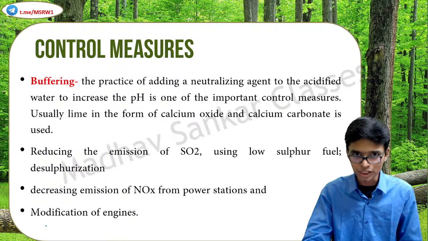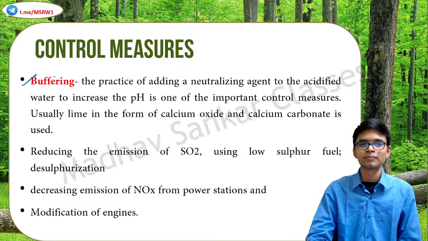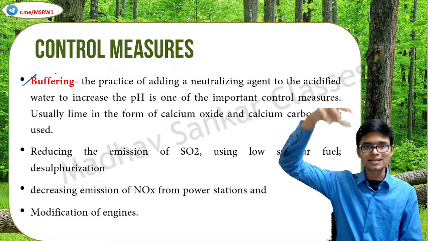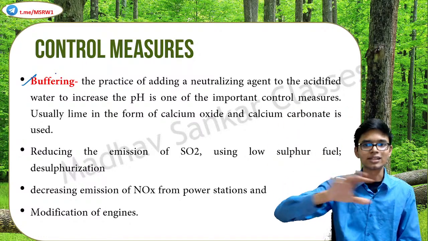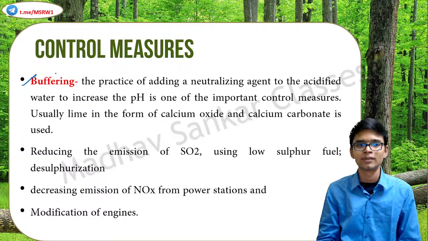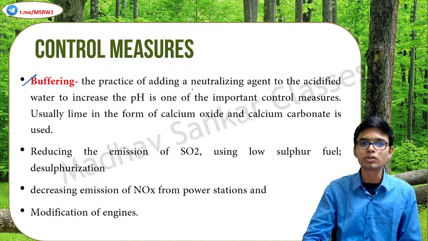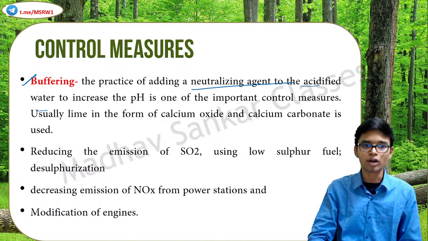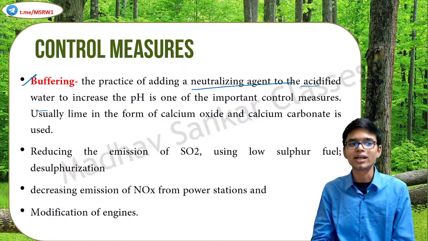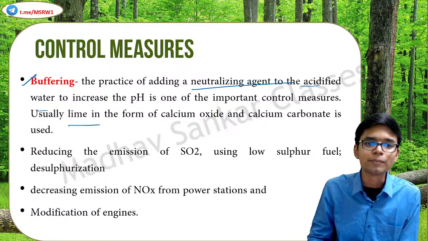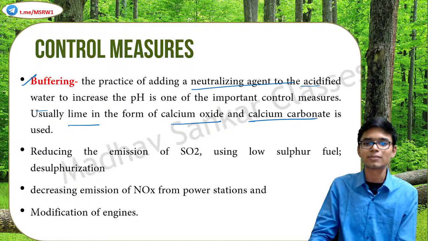So what are the control measures? First of all, buffering. Okay, acid rain is basically acidic, so add something alkaline, thereby neutralizing it. This is known as buffering. The practice of adding a neutralizing agent to the acidified water to increase the pH and bring it around 7. And usually lime in the form of calcium oxide and calcium carbonate is used.